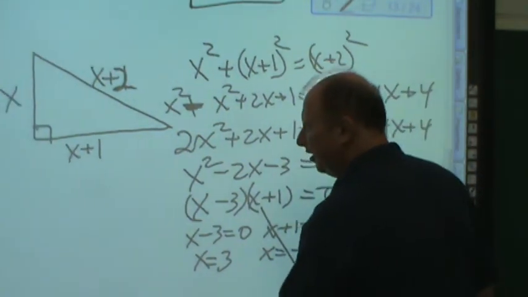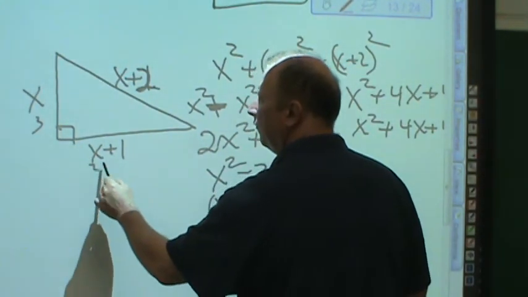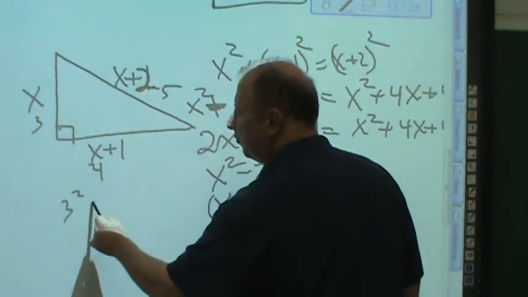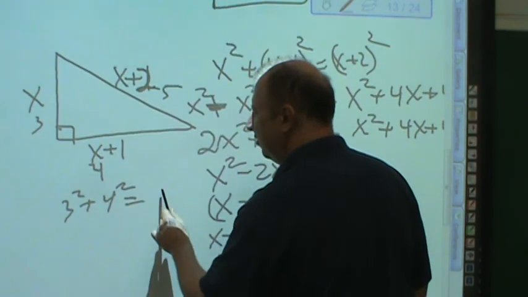And we can test it out. And we can say 3, 4, 5. And as we did in the original example, 3 squared plus 4 squared is equal to 5 squared.